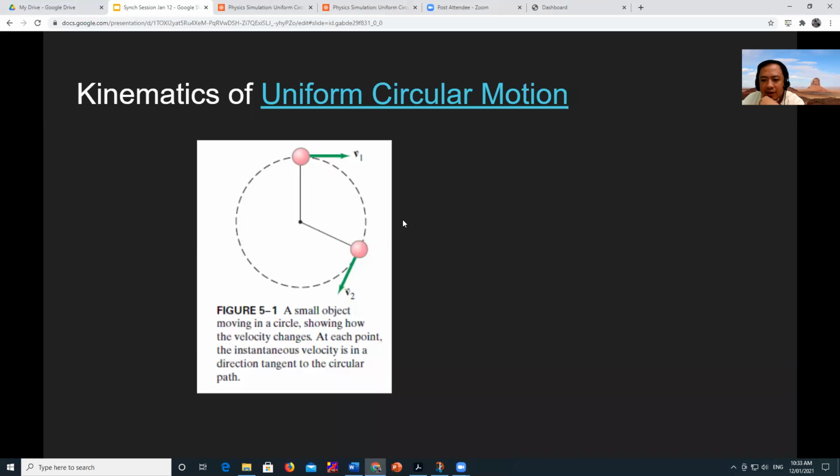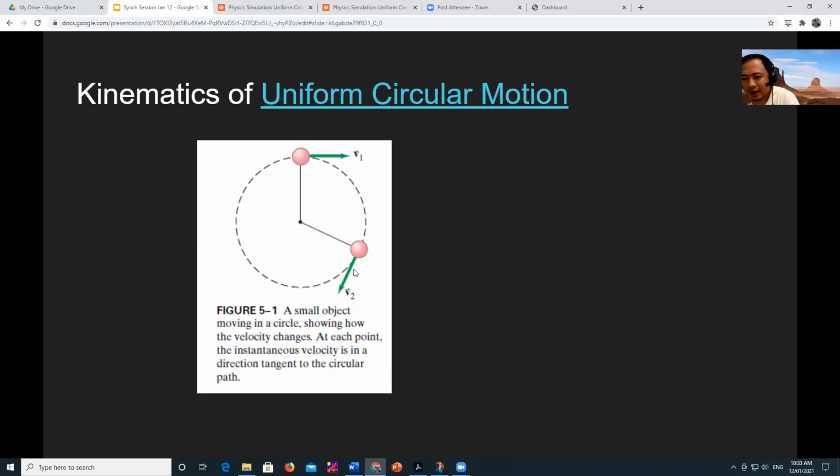So here in figure 5-1, taken from the book, a small object is moving in a circle, with a velocity tangent to the circle. When I say tangent, it touches the circle at one point. This is the direction of the velocity, tangent to the circle at this point. At this second point the object has shifted its direction, but take note the length of the arrow is still the same. That's why it is uniform, because it has the same, constant speed, but it still has acceleration because it keeps on changing direction.